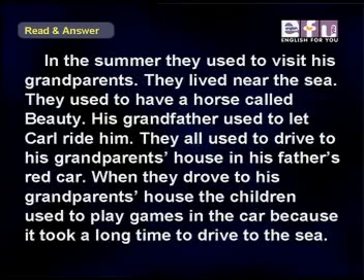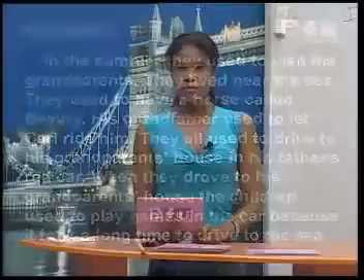In the summer, they used to visit his grandparents. They lived near the sea. They used to have a horse called Beauty. His grandfather used to let Carl ride him. They all used to drive to his grandparents' house in his father's red car. When they drove to his grandparents' house, the children used to play games in the car because it took a long time to drive to the sea.